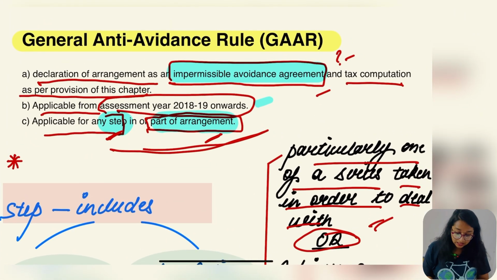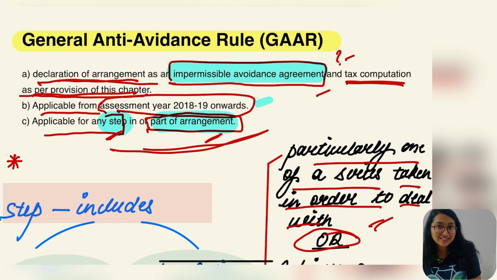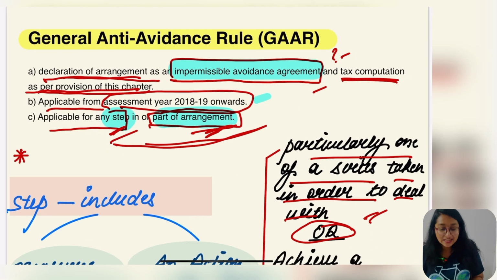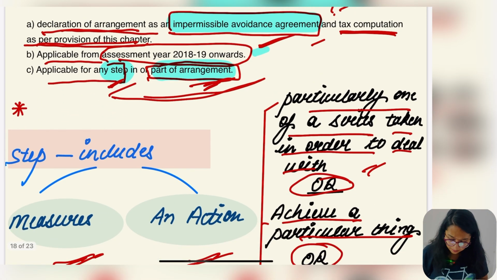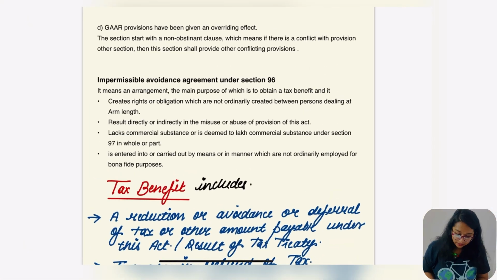Okay, let's read it again. A declaration of an arrangement as an impermissible avoidance agreement, and tax computation as per the provisions of this chapter, will be covered under GAAR. Second, application from assessment year 2018-19. Third, step and arrangement. Applicable for any step and any arrangement. Now let's go for the impermissible avoidance agreement.